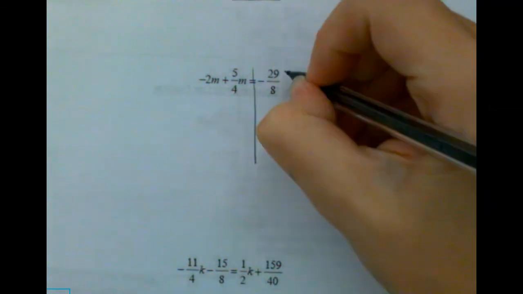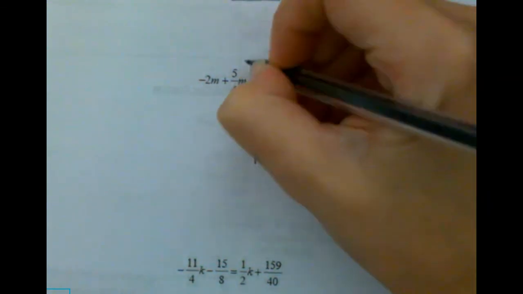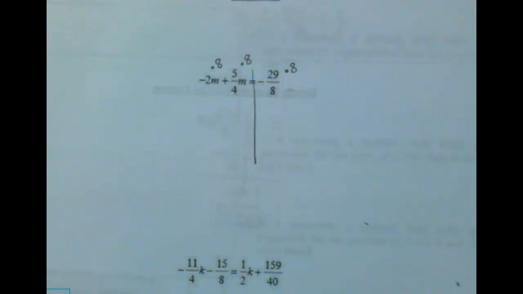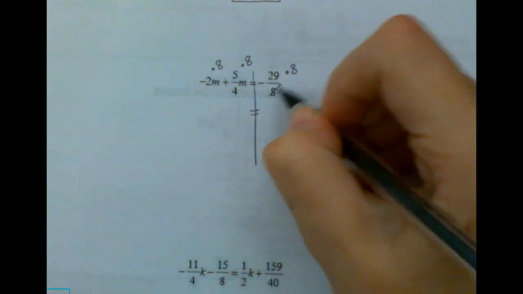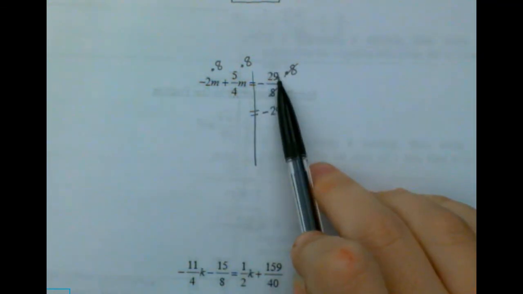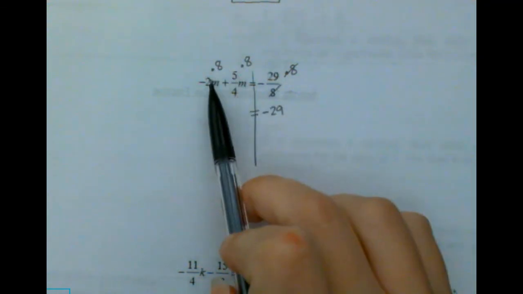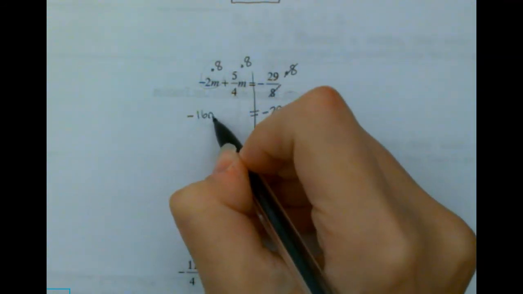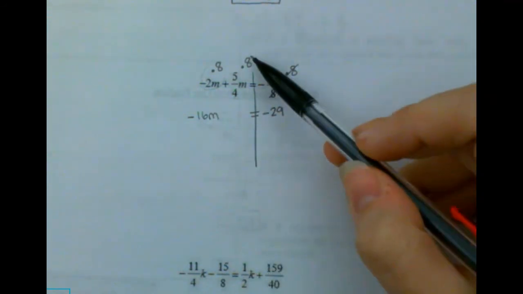So just like the other problems, now I'm going to multiply every term by 8, by the common denominator. Okay? So here's what's going to happen. On the right side, the 8's cancel, just like we've been doing so far, and I'm left with just negative 29, right? Negative in front and the 29 on top. On the left side, I've got 8 times negative 2m, which is negative 16m. And then this one's the tricky one.